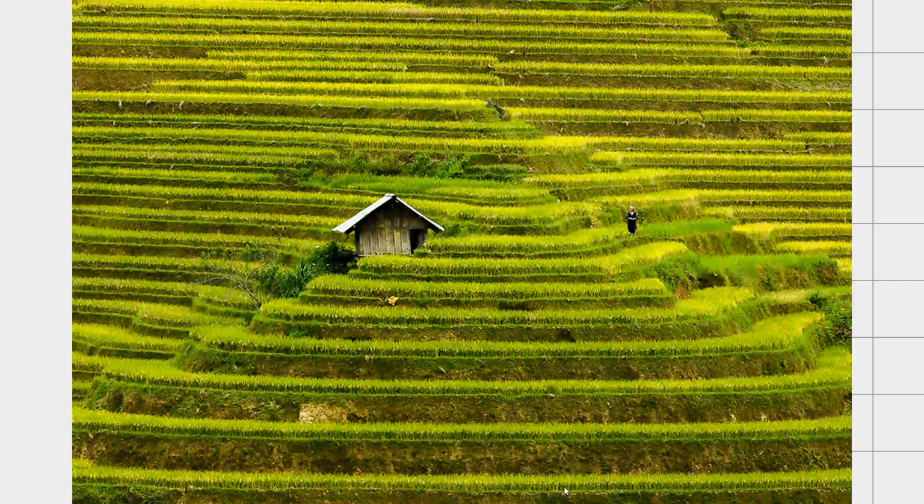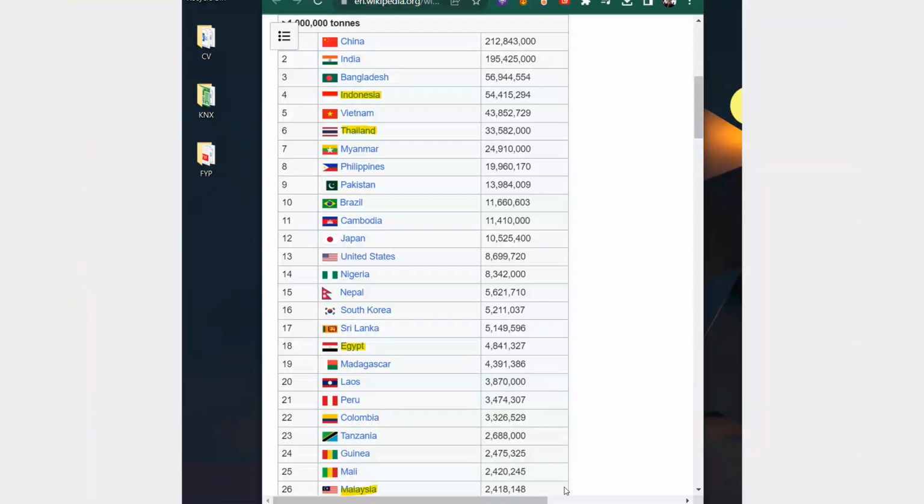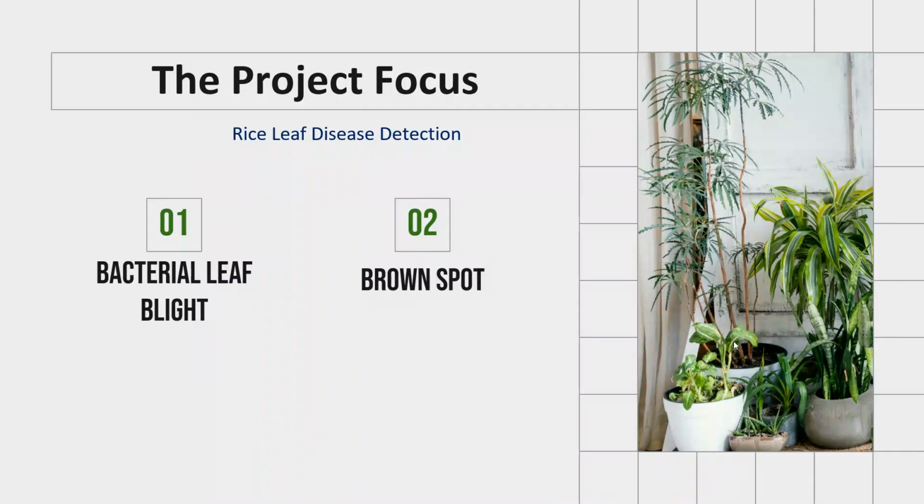I was inspired and I googled the top rice-growing countries. At the top of the board were Indonesia, Vietnam, Thailand, the Philippines, Myanmar, and many of Malaysia's neighbors. Number 18 was Egypt, which is my original home, and in 26th place, Malaysia was in there. So I was like, okay, this is a good shift. It's a small shift from my initial plan, but it can be really sufficient and efficient.